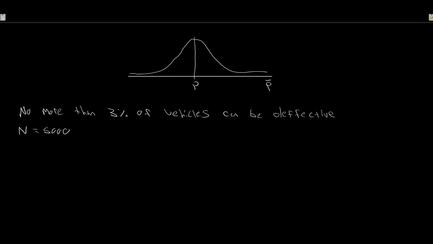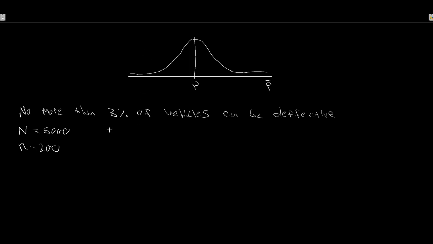Well, let's suppose that you pull out a sample of 200 vehicles. So you pull out a sample of 200 and you want to go through and say, hey, is there evidence to suggest that I have more than 3% of my vehicles defective, right? That's what I'm really looking at. Hey, is there evidence to suggest that more than 3% of these are defective?